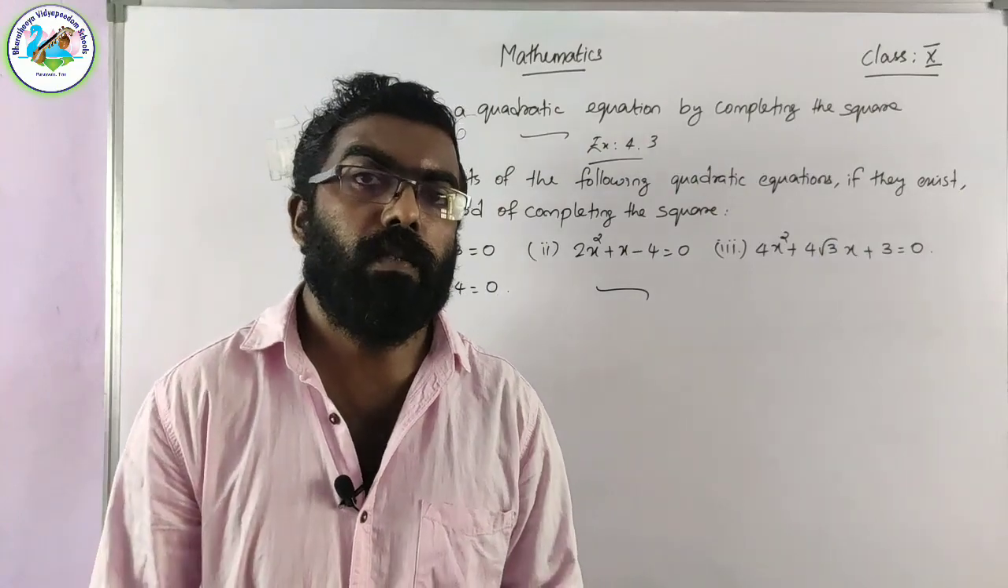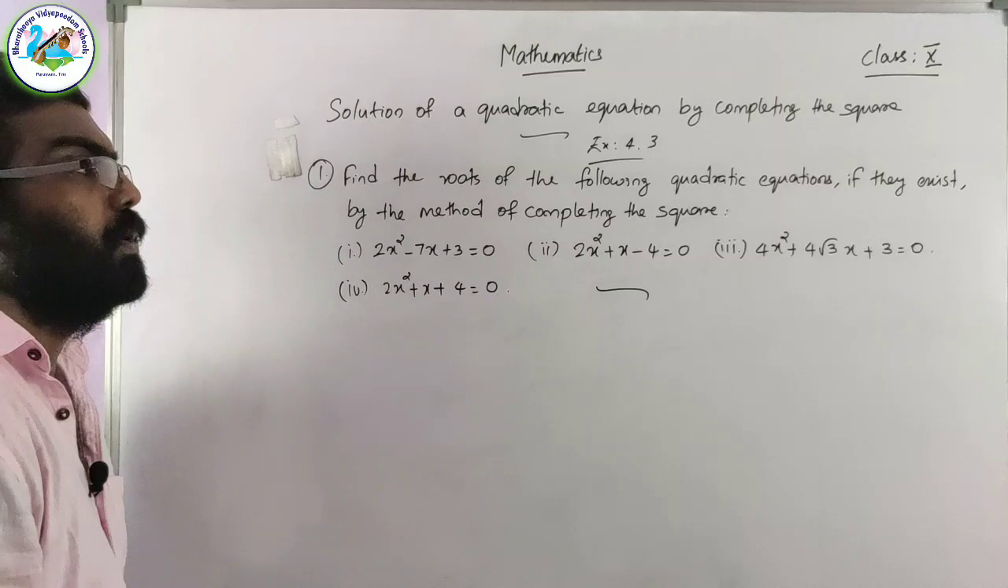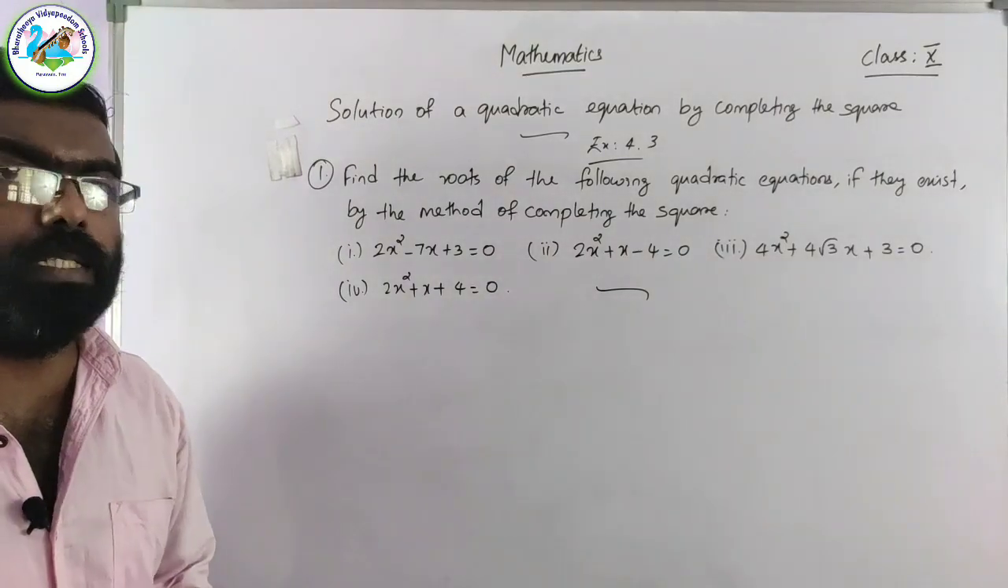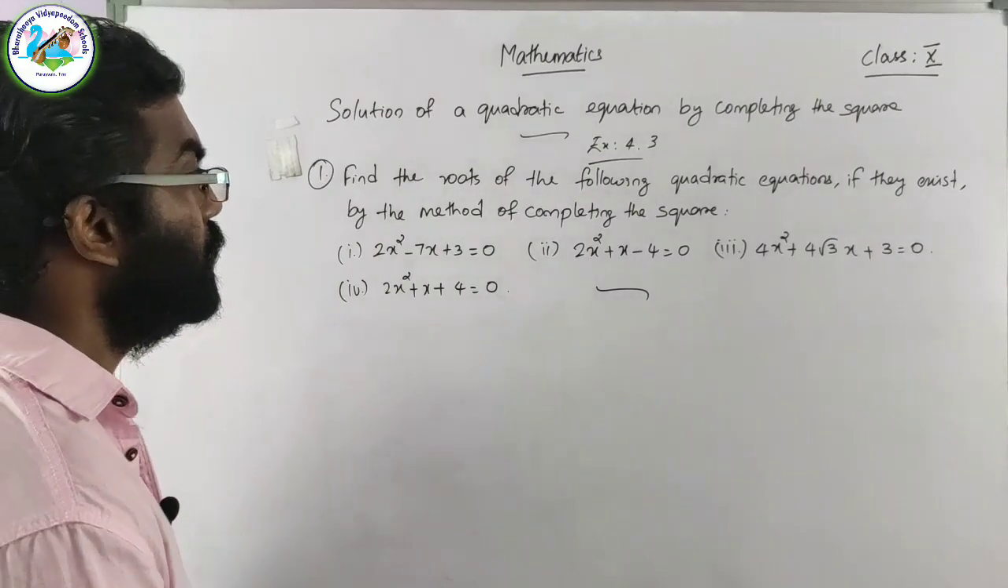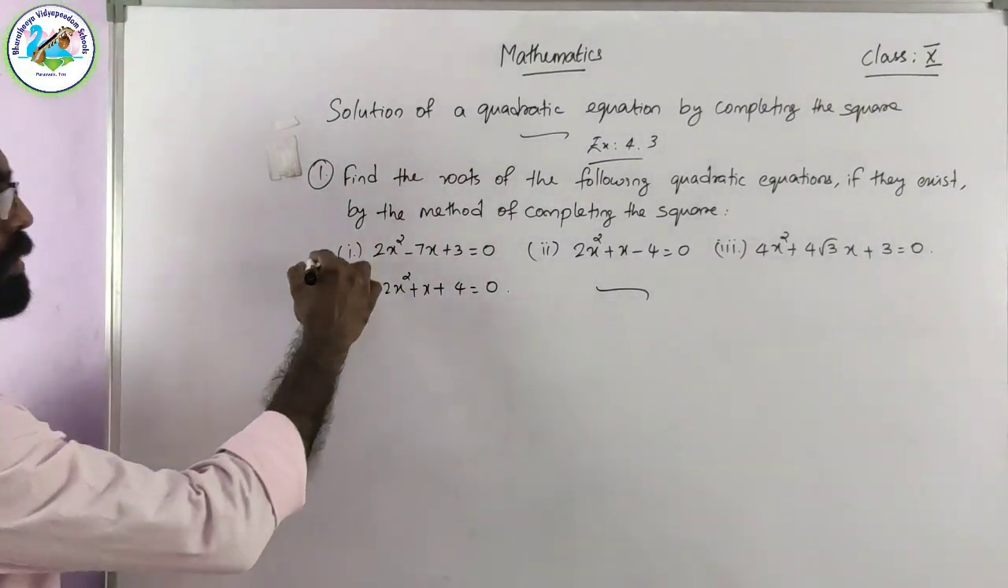Now we move on to exercise 4.3. Find the roots of the following quadratic equations, if they exist, by the method of completing the square. 4 sub questions are given. We can discuss one by one. Okay. Consider the first one.